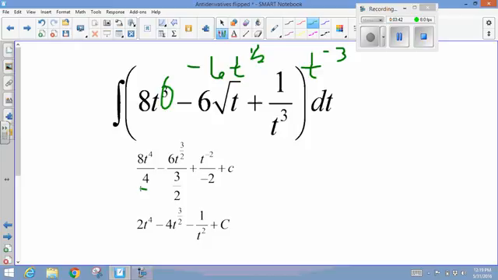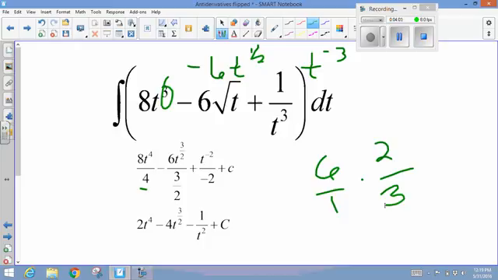And then from there, I would simplify. So 8 divided by 4 is just 2t to the fourth. And then I have 6 divided by 3/2. So if I have 6 over 1 divided by 3 over 2, I'm going to flip it and get 6 over 1 times 2 over 3, which would be 12 over 3, which reduces to 4.